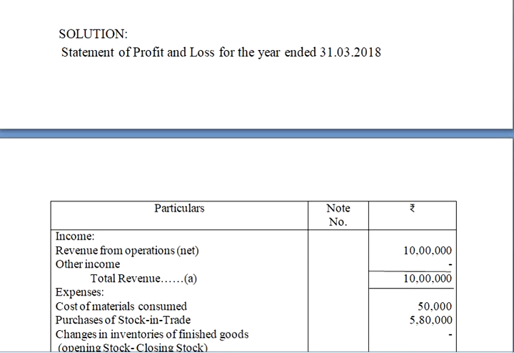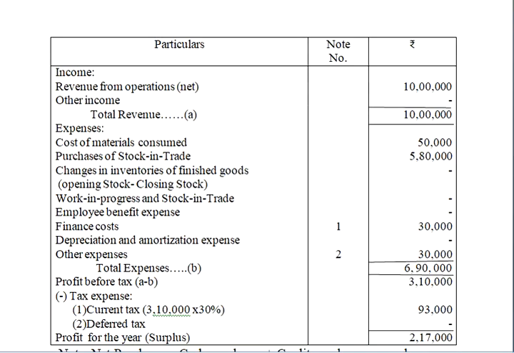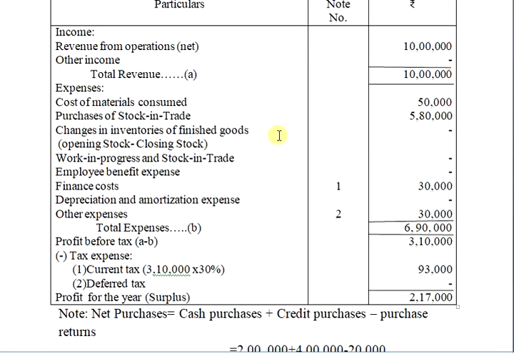Solution, statement of profit and loss for the year ended 31st of March 2018. Can you go for this problem? Check it here, listen here carefully. Particulars, note number, rupees is given. Income, revenue from operations net. We know that 10 lakhs as it is we have taken, that is sales. Other income is nil. So total revenue, A, how much did you get here? 10 lakhs. Now expenses, cost of material consumed.